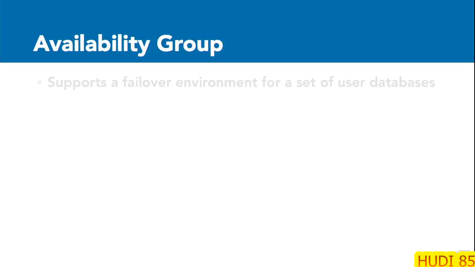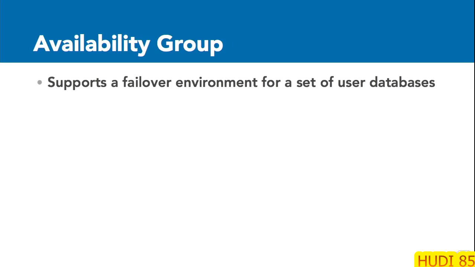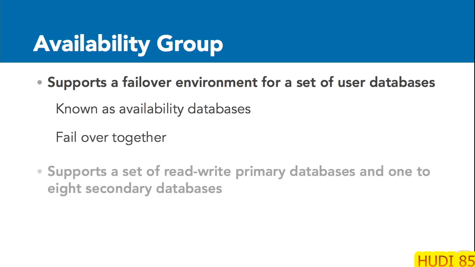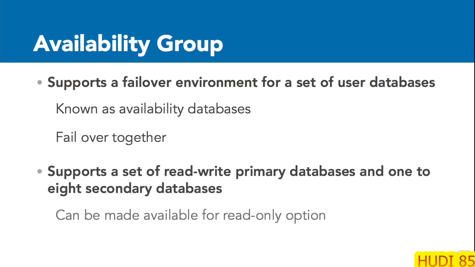An availability group supports a failover environment for a discrete set of user databases, typically known as availability databases, and these will fail over together. An availability group supports a set of read-write primary databases and one to eight sets of secondary databases. Optionally, secondary databases can be made available for read-only access and/or for some background operations.